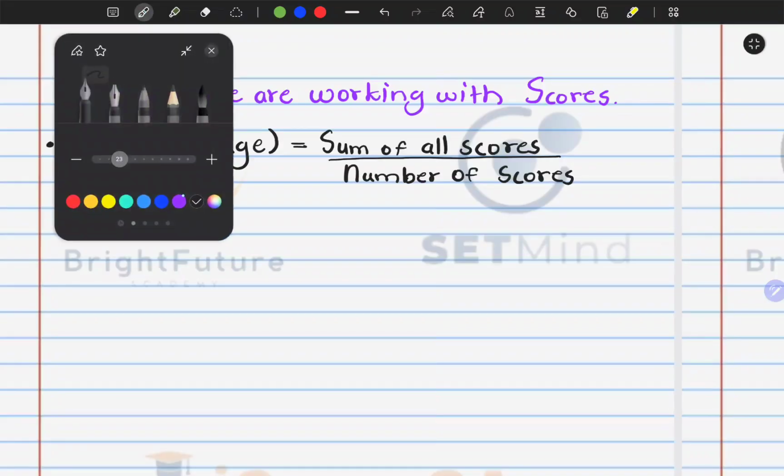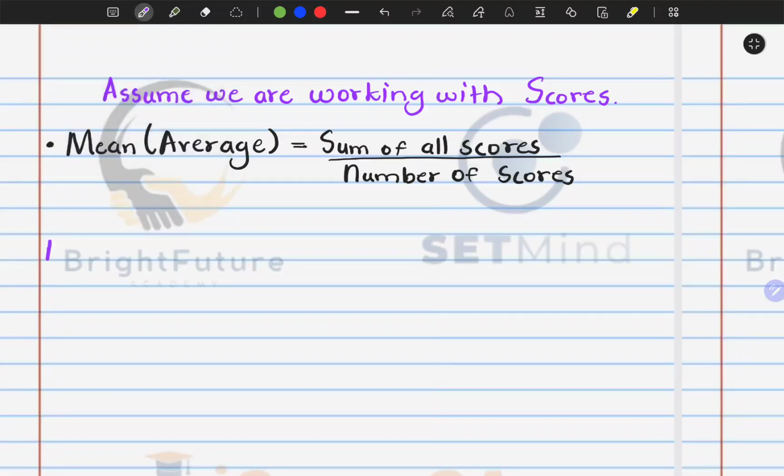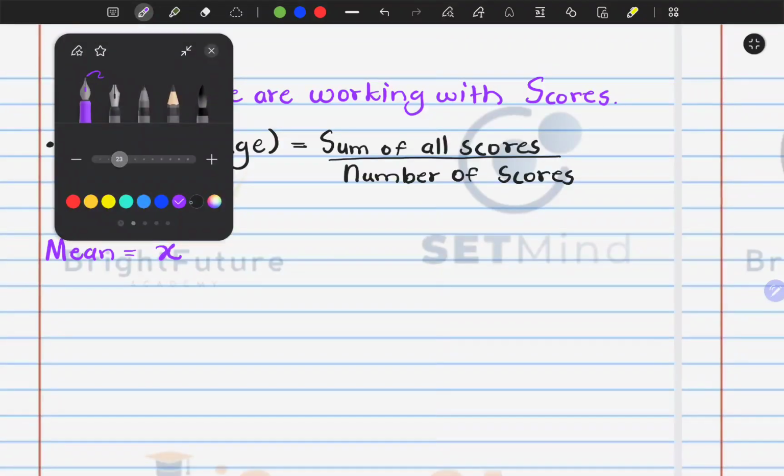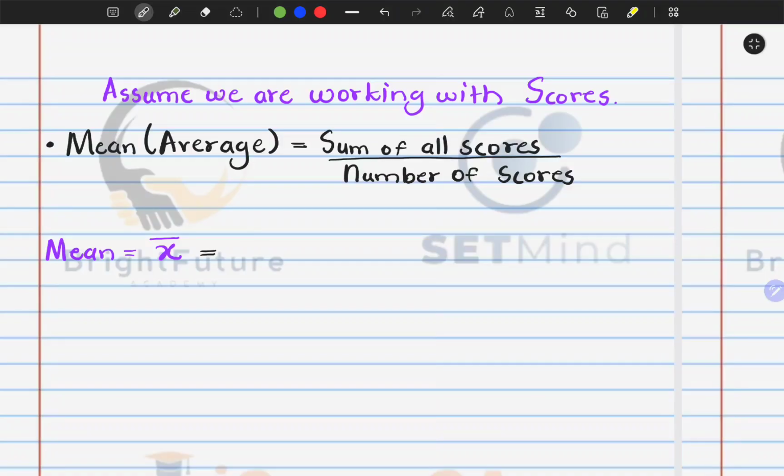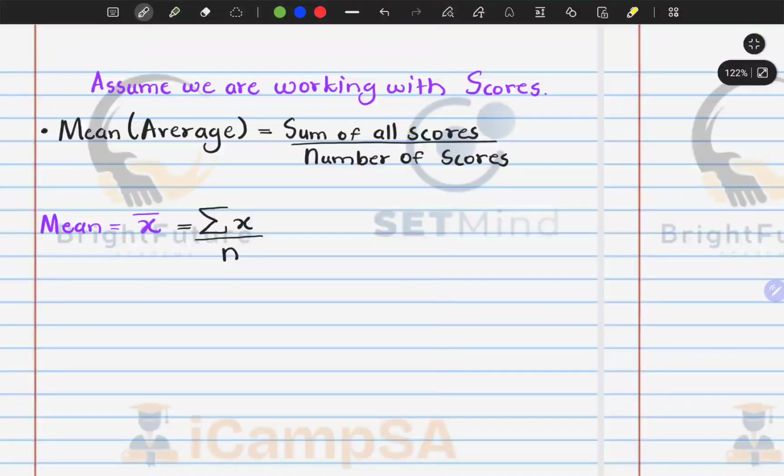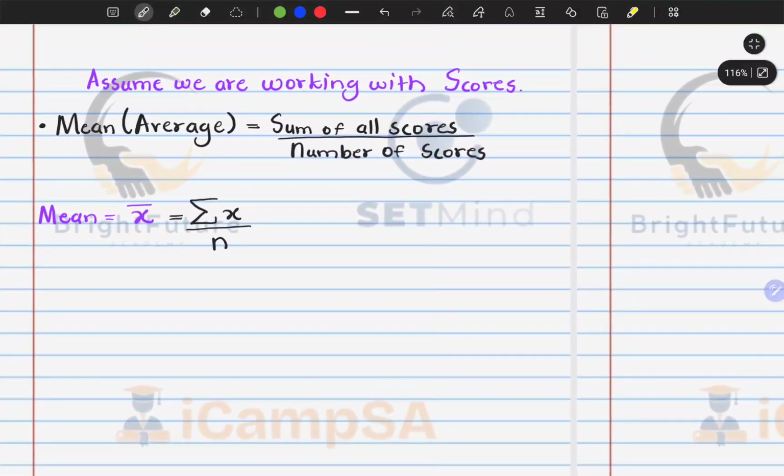Okay. And usually what you will see is that the mean is denoted by a certain sign. It will usually be an X with that dash at the top. And this will always be equal to the sum of whatever data we're looking at, which is the sum of X, those are the scores, divided by N. Where N is the number of scores, or however many data points you have.